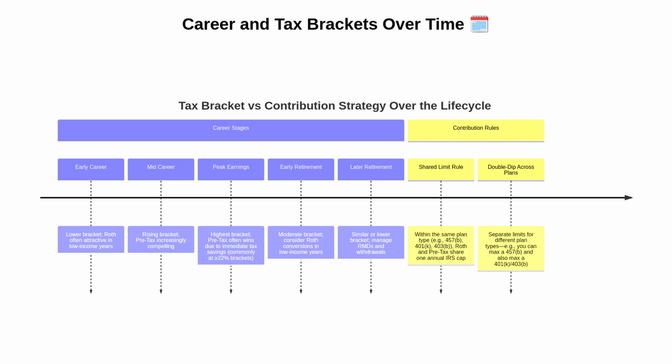In early retirement, income may decrease, often resulting in a moderate bracket where withdrawals from pre-tax accounts may be taxed at lower rates than during peak earning years. Later retirement may feature a similar or slightly lower bracket, depending on required minimum distributions and other income sources. The key takeaway is to align contribution type with your current and expected future tax rates.